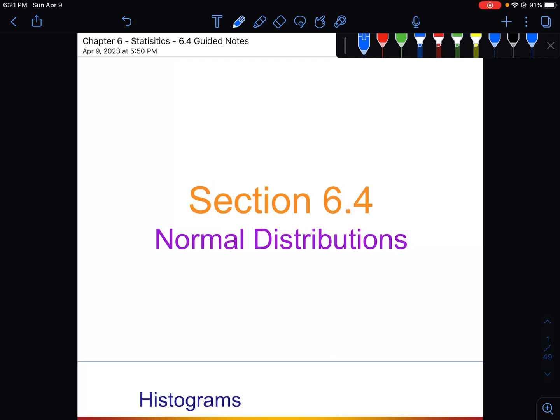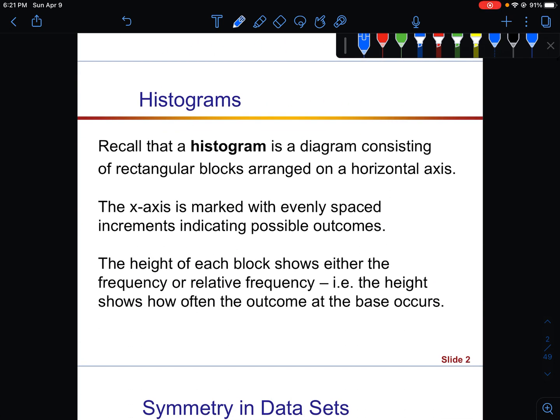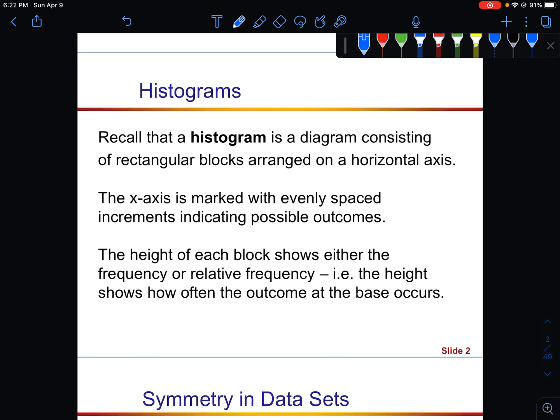So this will be the start of the next section of notes, 6.4, and this will be going over normal distributions. So this first slide, again, we talked about histograms and how they're rectangular boxes arranged on a horizontal axis. And then we had our x-axis marked with evenly spaced increments of possible outcomes, right? Again, we always talked about that before, about how it should be equally spaced. And then the height of each block shows how much frequency there is of each one. And this will kind of relate to what we're going to be talking about now.